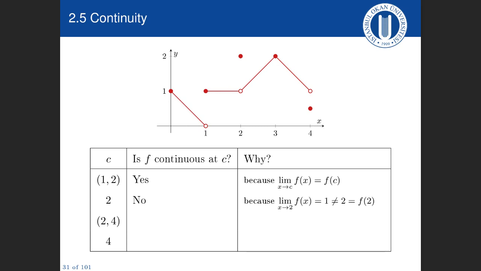Is f continuous at 2? The answer is no. The function is defined at 2, f of 2 is equal to 2. The limit as x tends to 2 of f of x exists and is equal to 1. But these two numbers are not the same, so the third rule is not satisfied. Between 2 and 4, yes, the limit exists, the function is defined, and the two numbers are the same. So yes, continuous, but at 4, the function is not continuous because the limit is not equal to the value of the function.